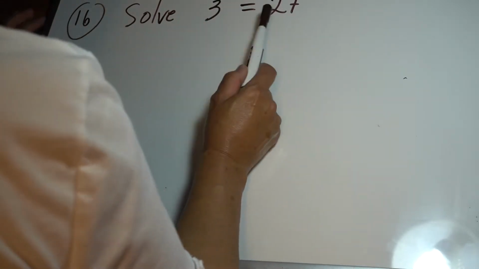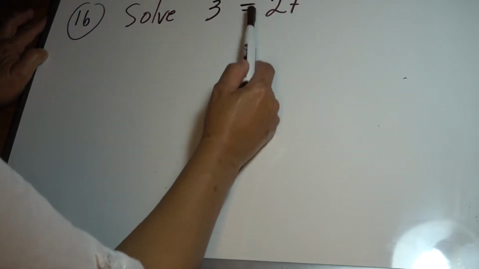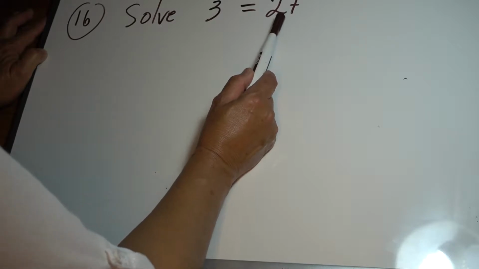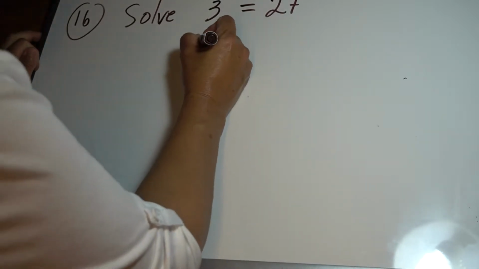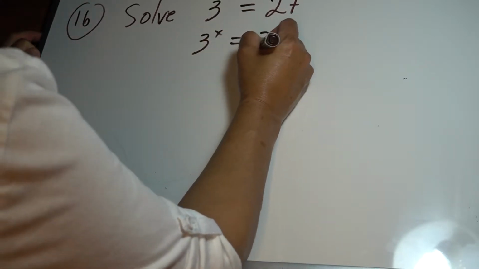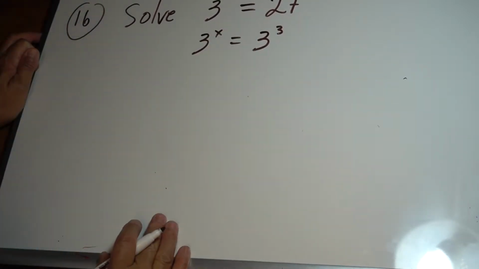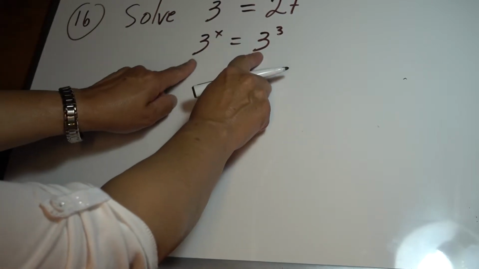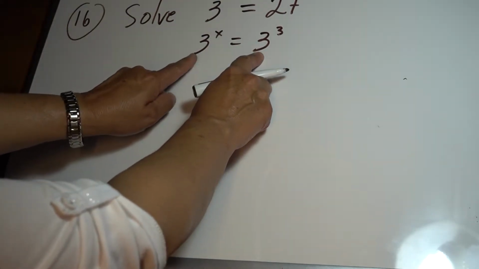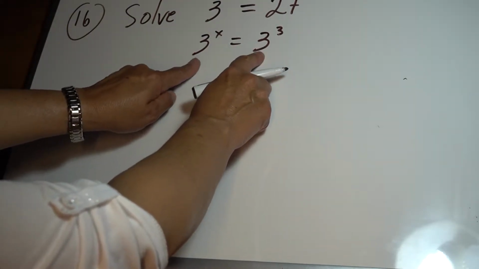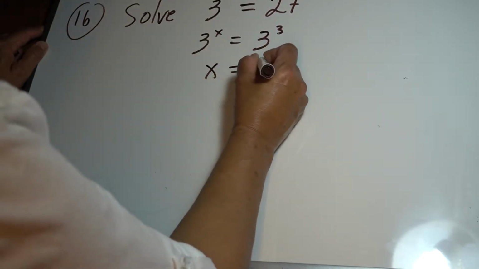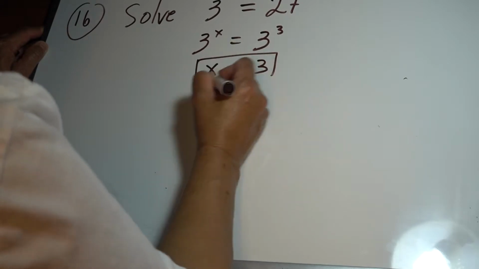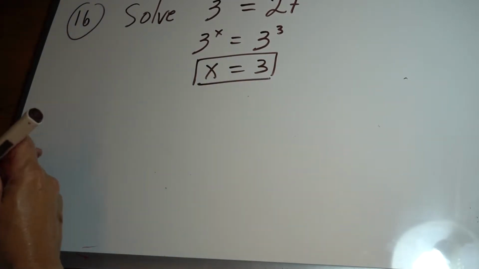Then this one is very simple, because 27 you can write as a power of 3. So 3 to the third power is 27. Since the bases are the same, you can simply eliminate the 3 in both parts, and you have x equals 3. That's problem number 16, okay?